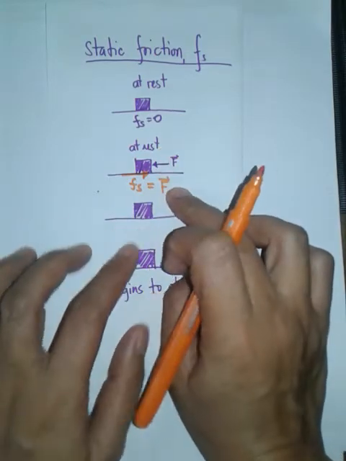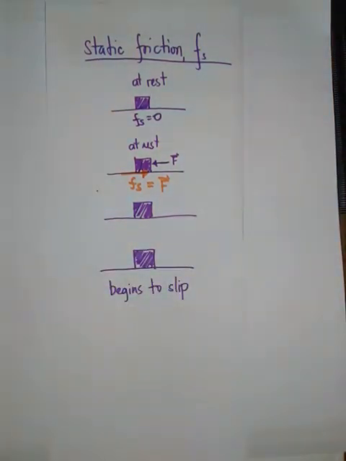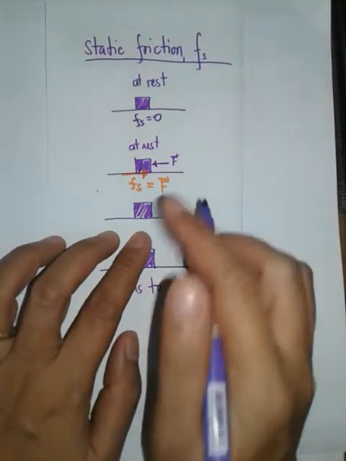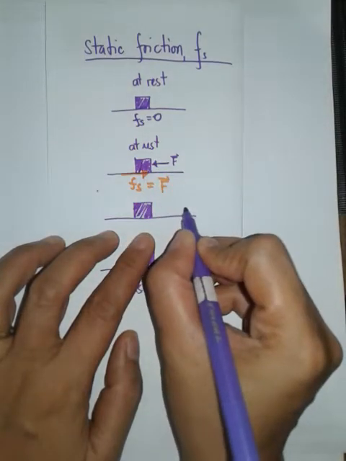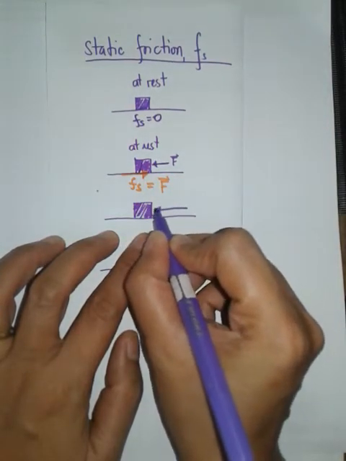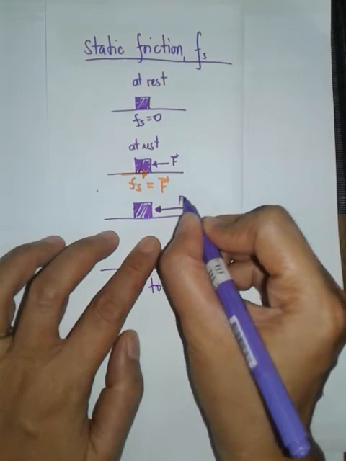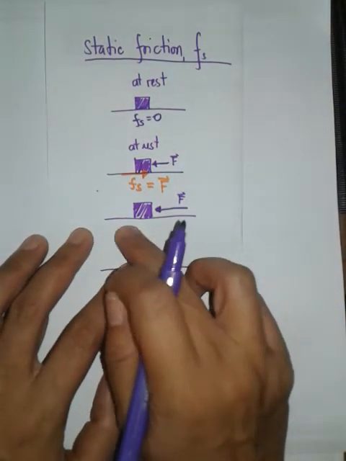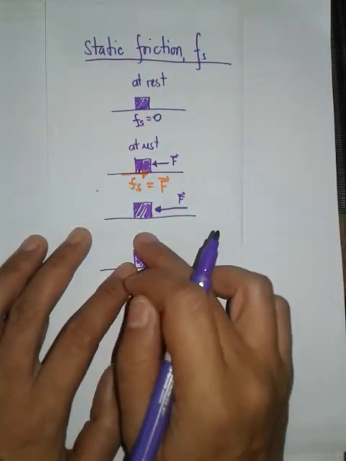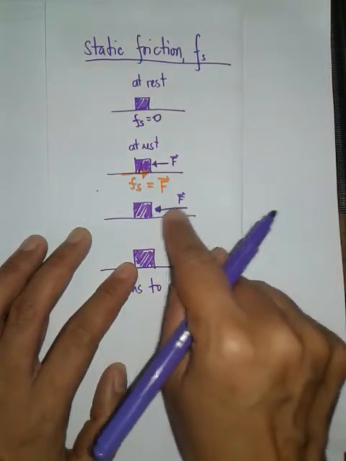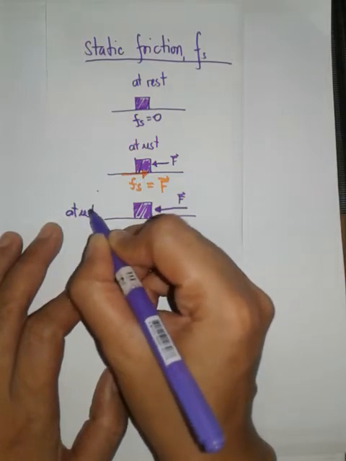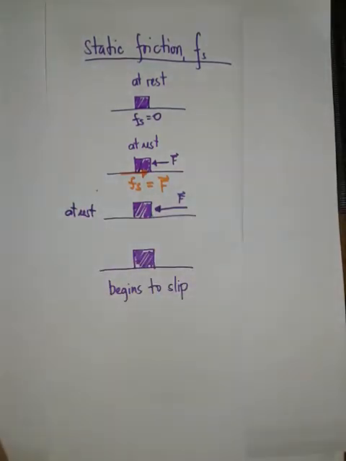Tama ba? Next, what if I'm really desperate. Gusto ko talagang mag-move ang box na ito. So, in-increase ko yung force ko. Medyo stubborn ang box, nagdikit talaga. So, nilakasan ko yung applied force ko, pero hindi pa rin siya gumalaw. So, what can you say about the friction?